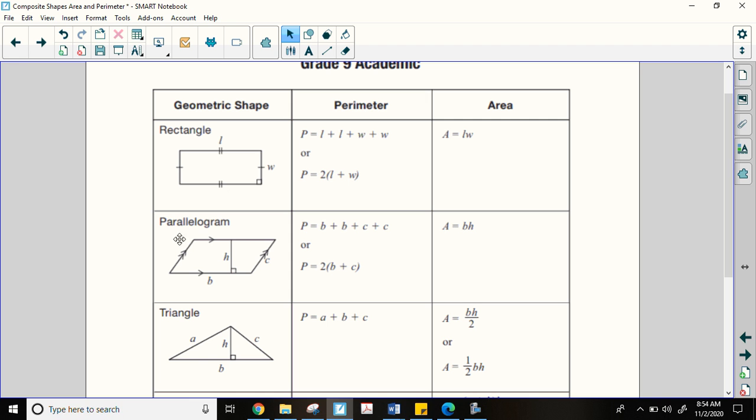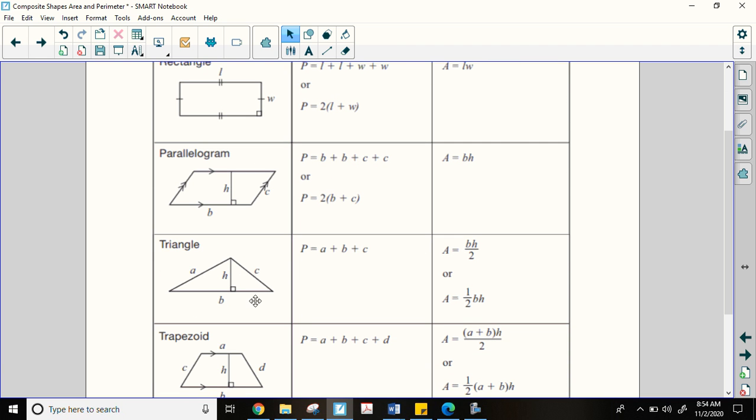So if we have something that looks like a parallelogram, again, we just add up all the side lengths, and this is how you would find the perimeter. But then when we're doing the area of a parallelogram, instead of using the length and width like we would with a rectangle, we actually have to use the height multiplied by the base. So we have to be able to find out what the height is.